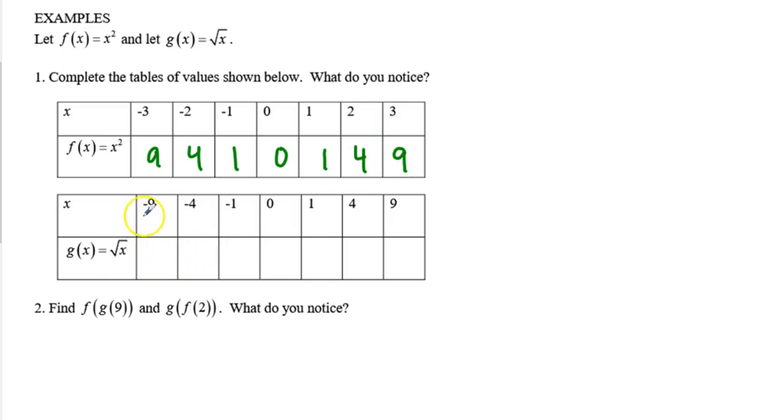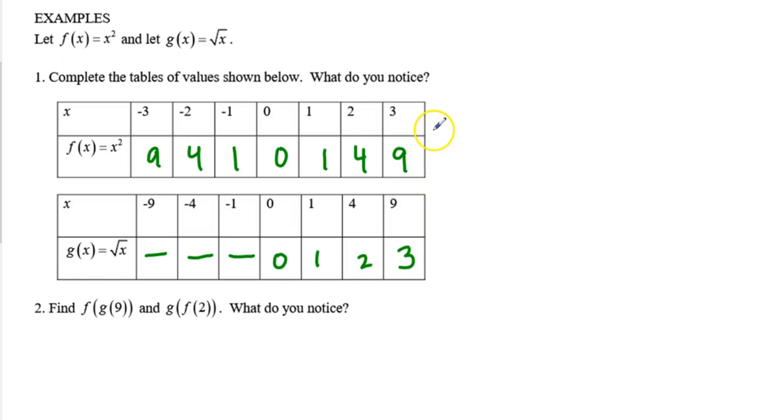Now when it comes to square rooting the negatives, we cannot. These would result in imaginary numbers. So I'm just going to put a line through here. These cannot be square rooted and result in real numbers. Obviously they are imaginary.